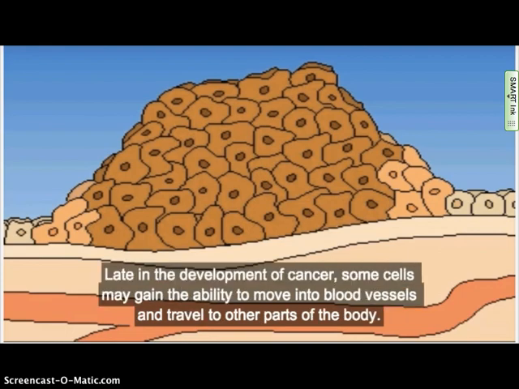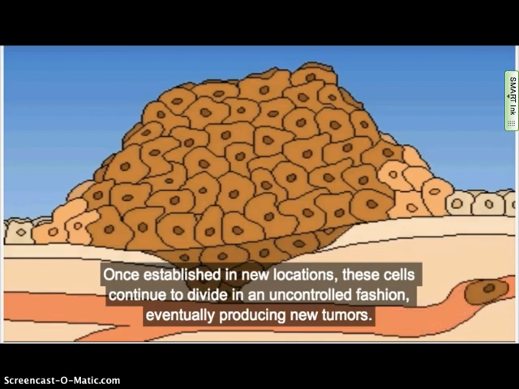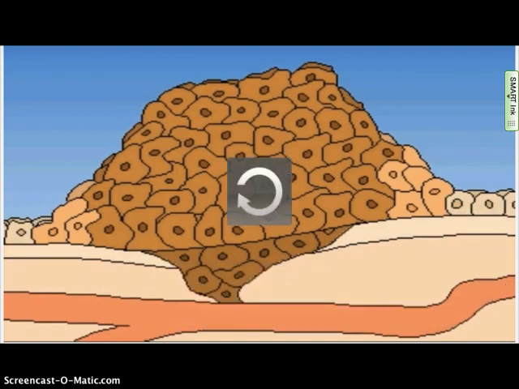Late in the development of cancer, some cells may gain the ability to move into blood vessels and travel to other parts of the body. Once established in new locations, these cells continue to divide in an uncontrolled fashion, eventually producing new tumors. So clearly cancer is something that's very dangerous and is caused by uncontrolled cell division, or mitosis.